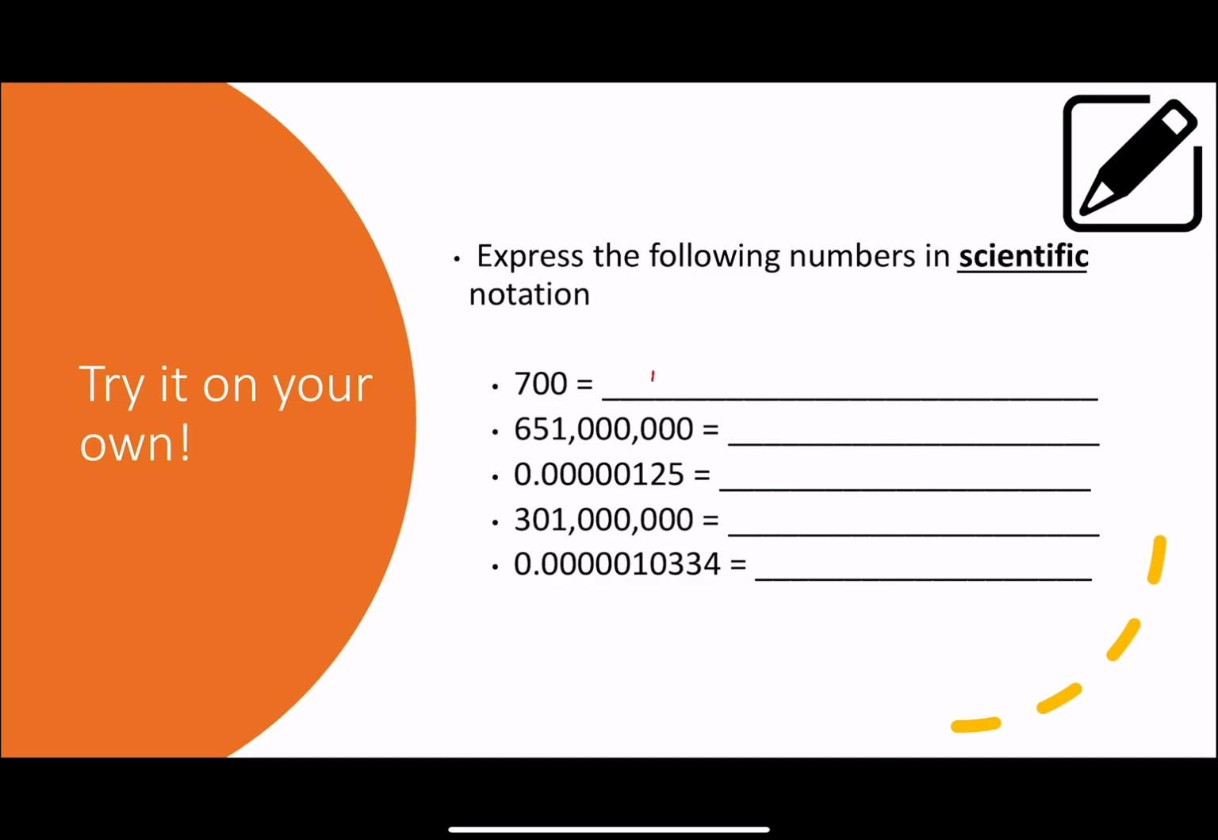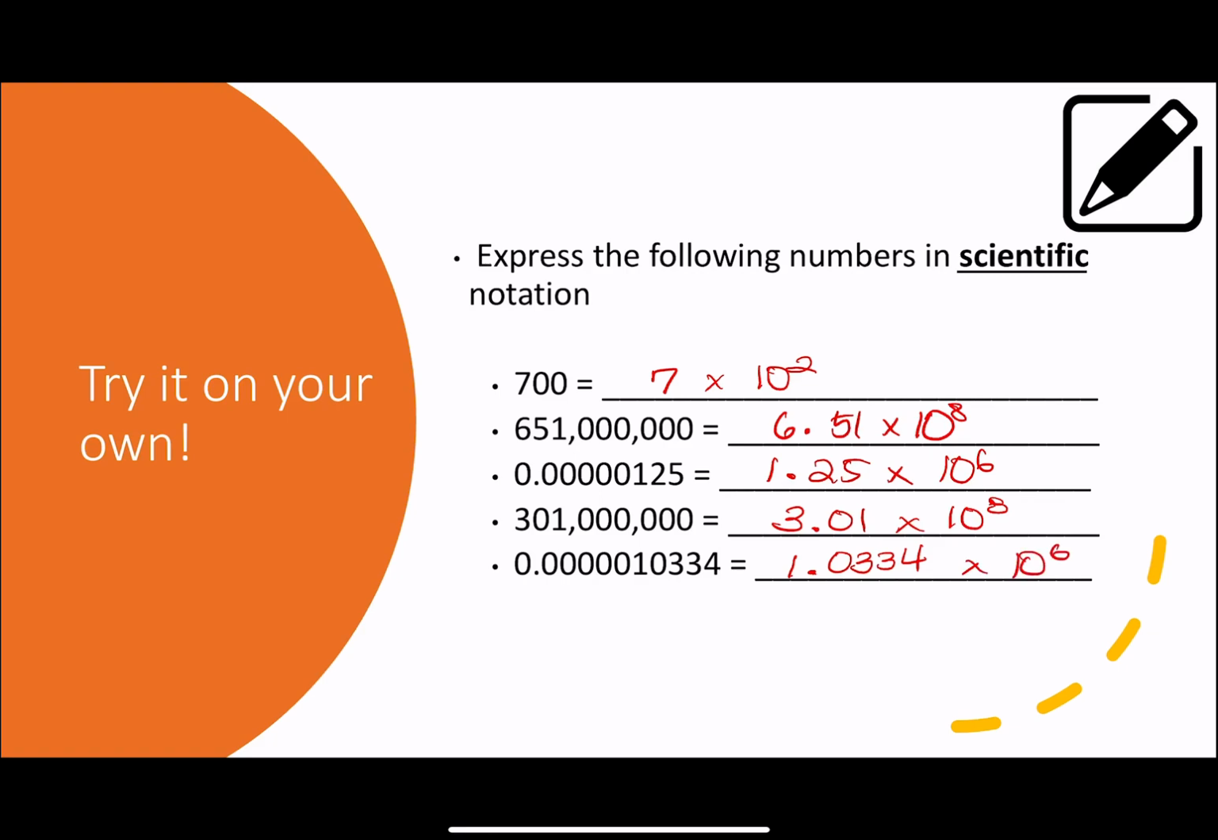You should have gotten 7 times 10 squared, or to the second power. We got 6.51 times 10 to the 8th. We got 1.25 times 10 to the 6th. 3.01 times 10 to the 8th. And then 1.0334 times 10 to the 6th.